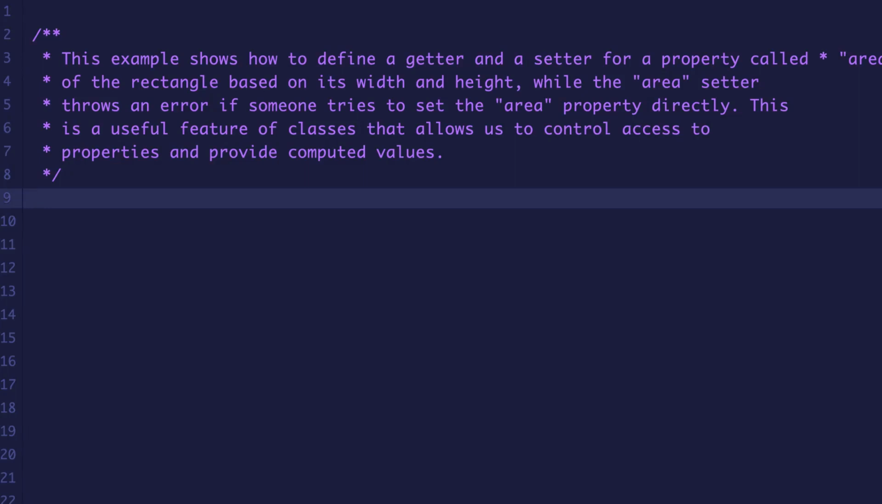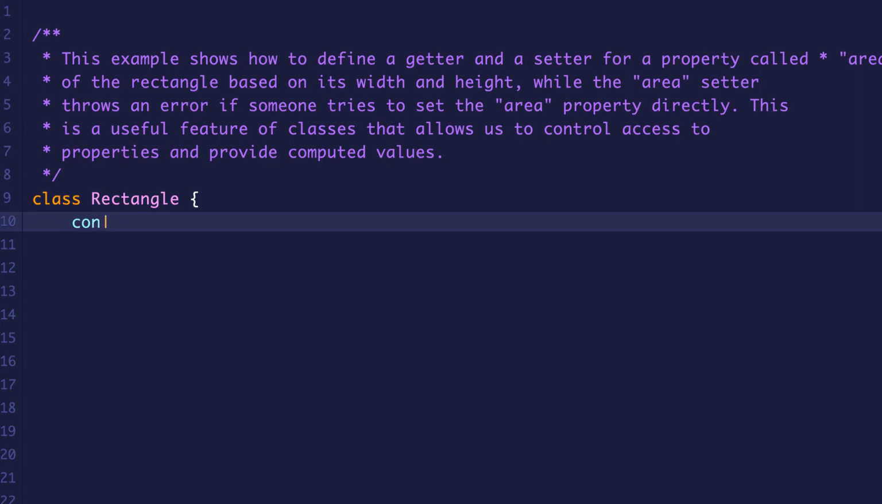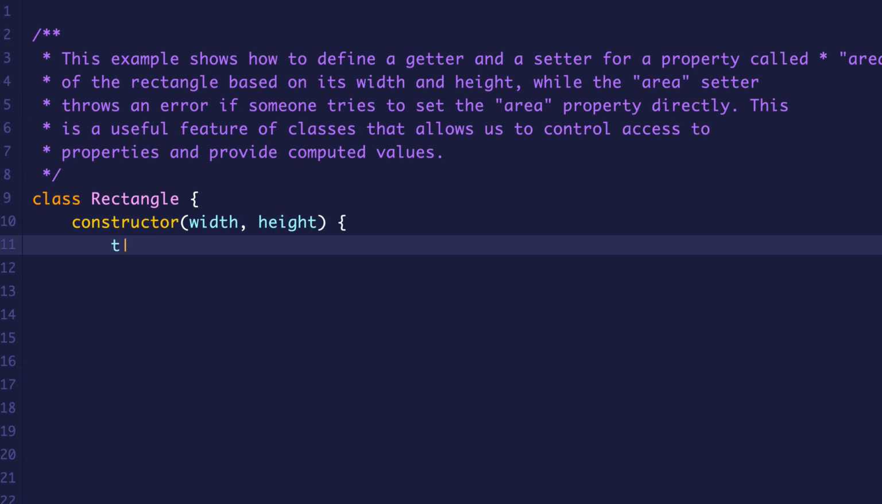Getters and setters are methods that are used to get or set the value of an object's property. They are defined on a class's prototype and can be used to enforce restrictions on the object's properties or perform other operations before setting or returning a value.